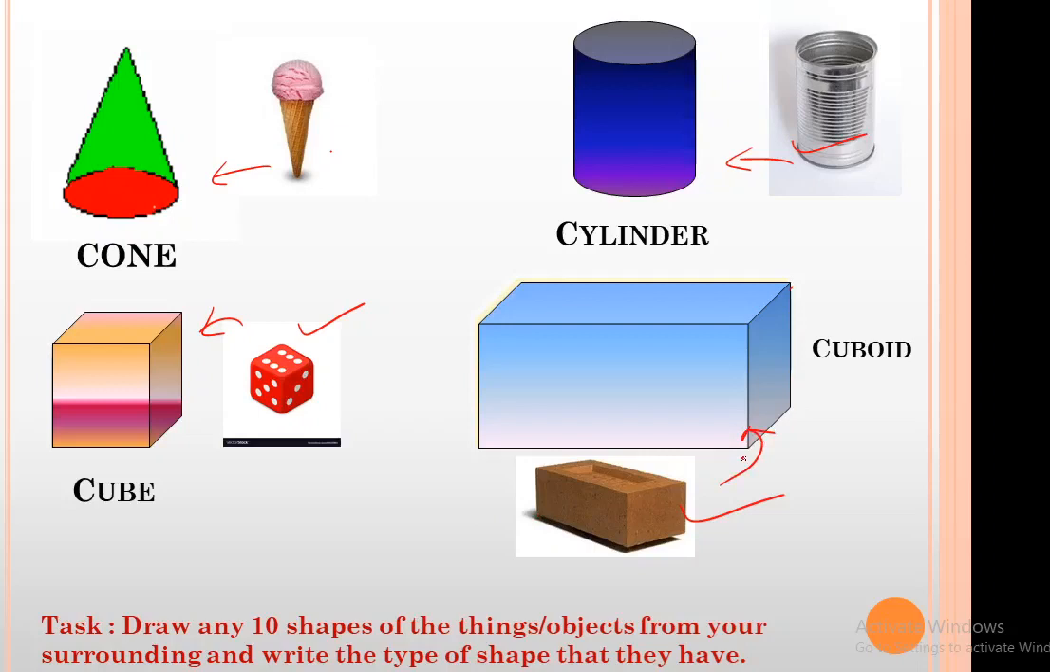Now let's see what you have learned from this topic. Here is a task for you. You have to draw any 10 shapes of the things or objects from your surrounding and write the type of shape that they have in your notebook.